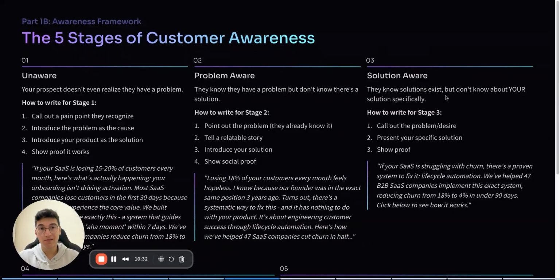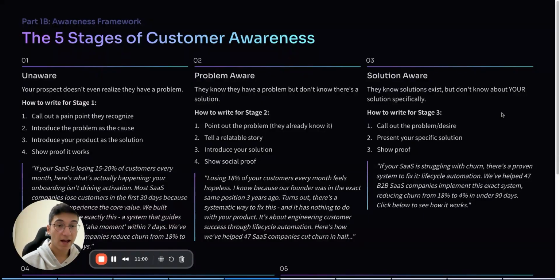And the third awareness stage is solution aware. In this stage, they know a solution exists, but they don't know about your solution specifically. So they know they have a problem, they heard of other products, maybe they heard of your competitors in the market, and they know your competitors solve the problem they have right now, but they don't specifically know you. They didn't hear your name.